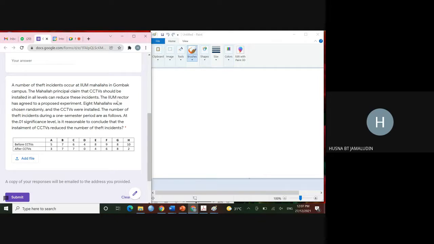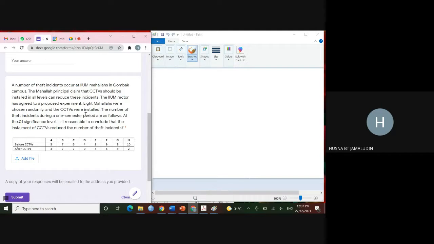The IIUM rector has agreed to a proposed experiment, right? 8 Mahallahs were chosen randomly. What does it mean? The sample is 8. Yes, we are talking about the sample. And the CCTV were installed. So we are not talking about the Z, okay? We are talking about the T. Now you have to focus on the T because we are talking only about the sample.